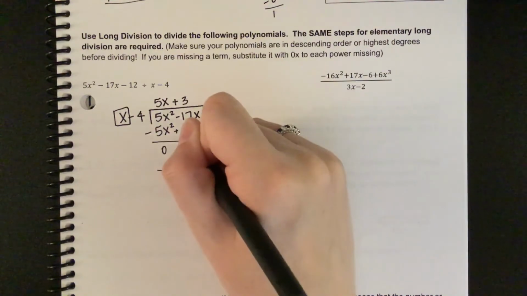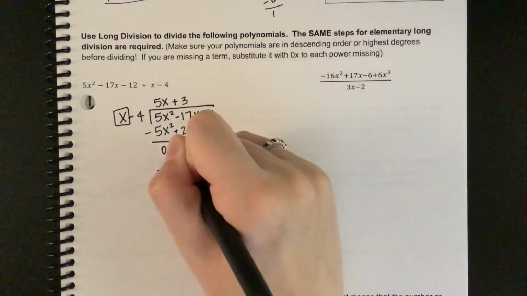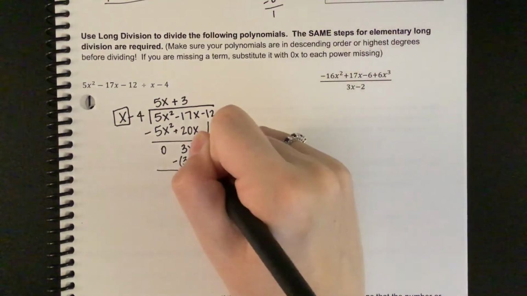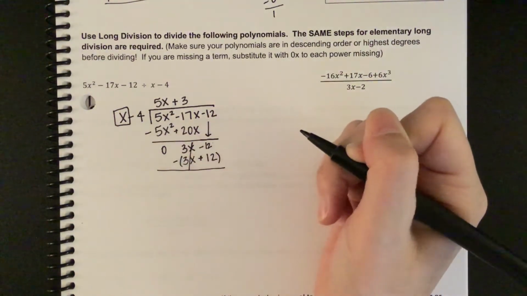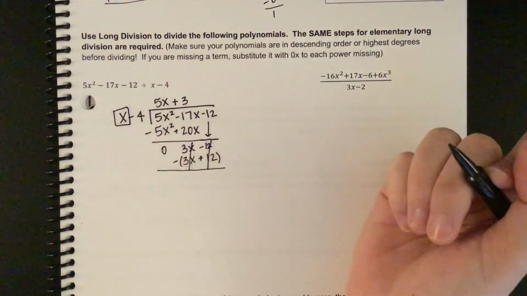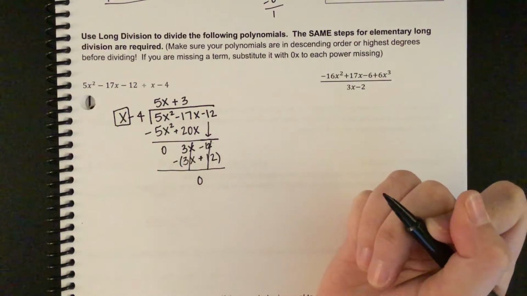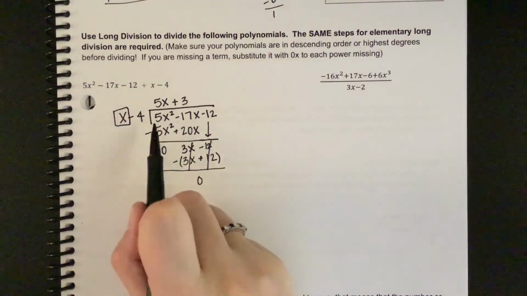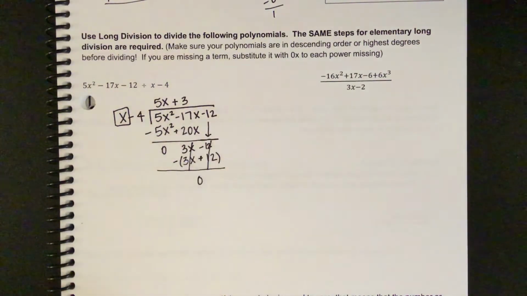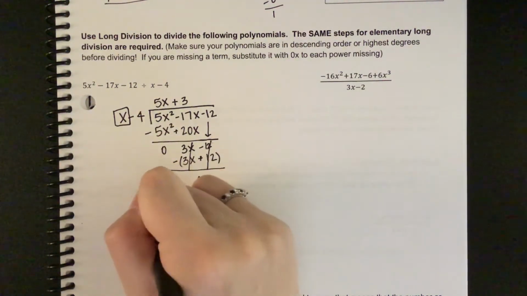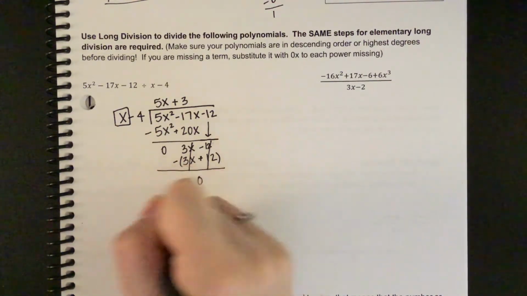12. Those cancel, right? Because we're subtracting this whole thing. So that's going to become a positive. And that's also going to cancel. And I'm going to be left with 0. So 5x squared minus 17x minus 12 divided by x minus 4 gives me an answer of 5x plus 3.